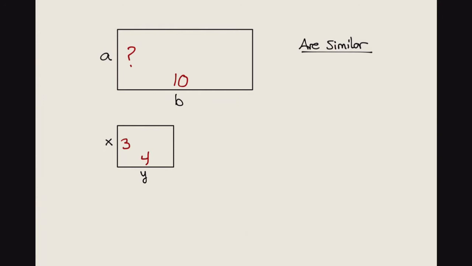I'm actually going to explore both ways. Okay? Mary. Okay, so I'm going to do a over 3. I'm comparing, therefore, the shortest sides, a and x, and that's going to be equal to what, Mary? Yeah, 10 over 4. Okay, because now I'm comparing the longest sides. Okay, so I'm comparing short sides and long sides.